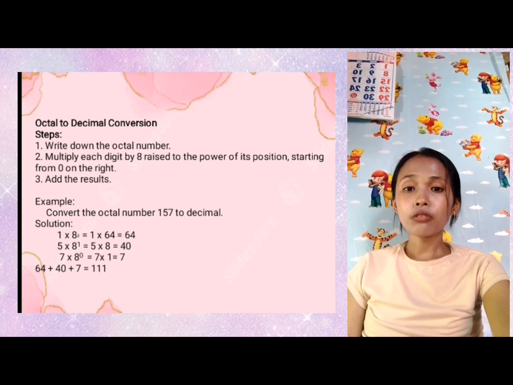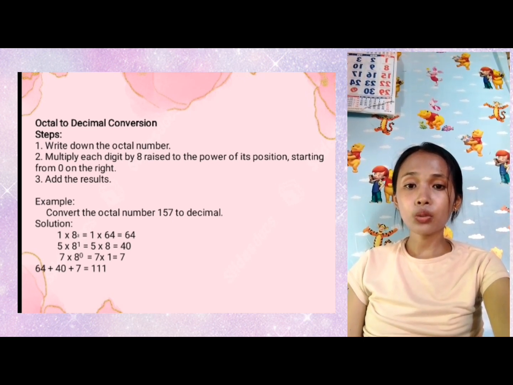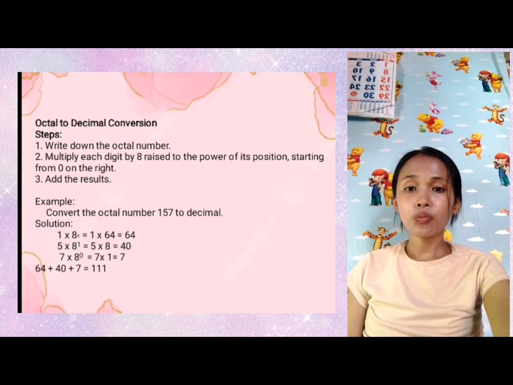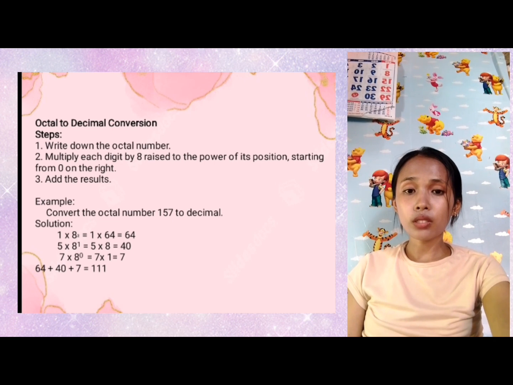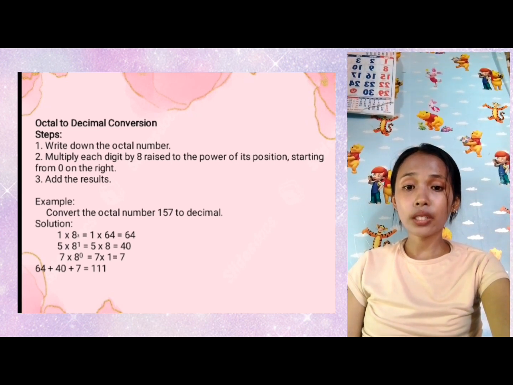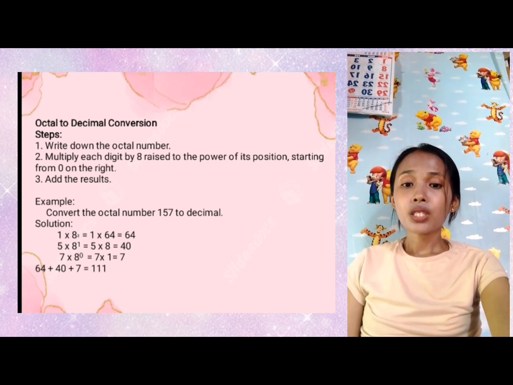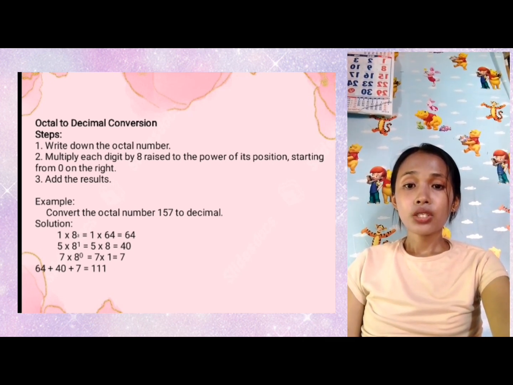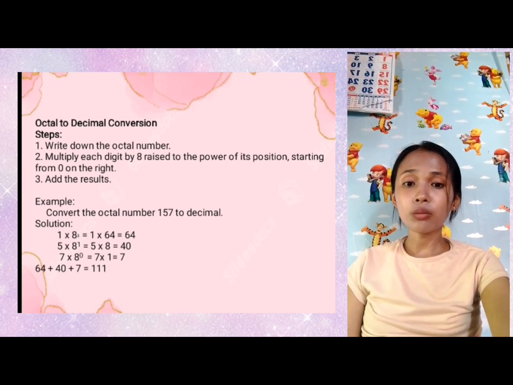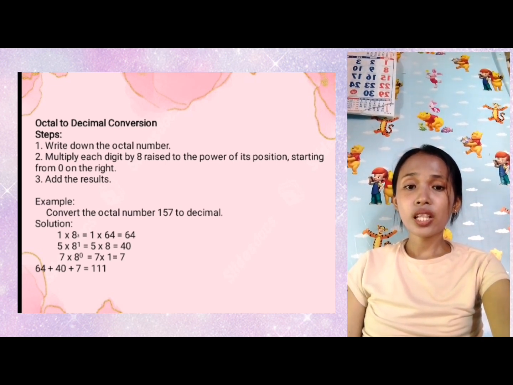For example, convert the octal number 157 to decimal. Here's the solution. 1 times 8 raised to the power of 2 equals 1 times 64 equals 64. 5 times 8 raised to the power of 1 equals 5 times 8 equals 40. 7 times 8 raised to the power of 0 equals 7 times 1 equals 7. Then add 64 plus 40 plus 7 equals 111. So, the decimal equivalent of the octal number 157 is 111.